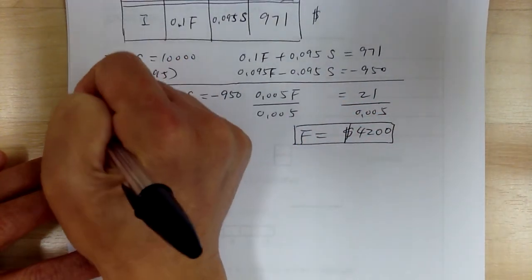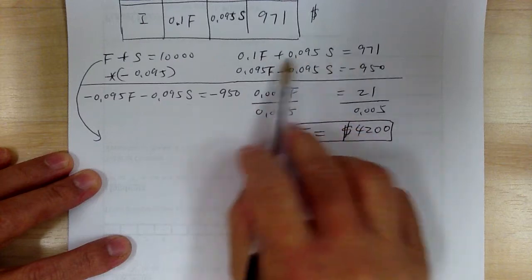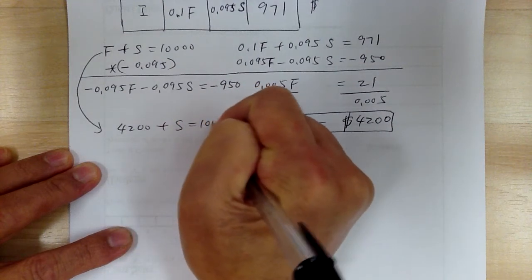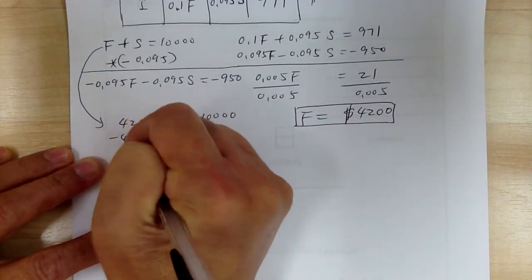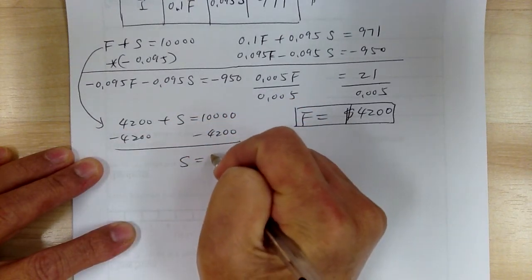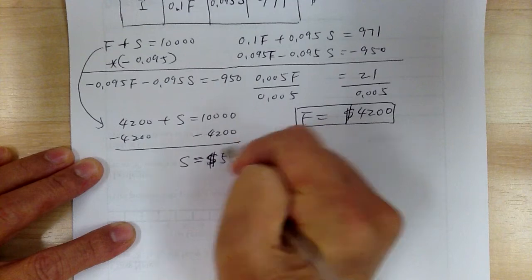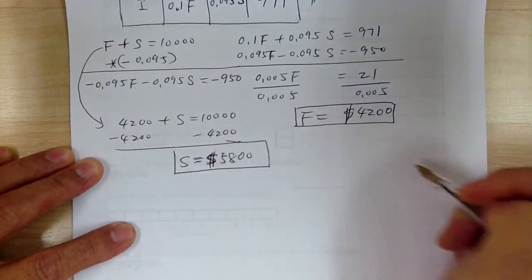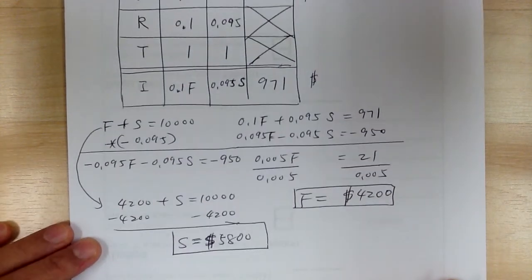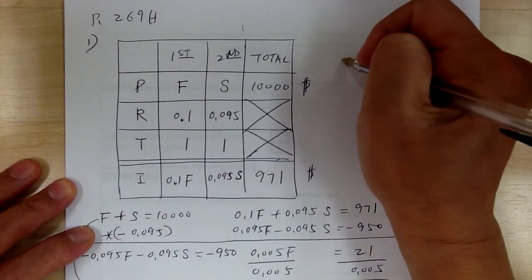Then use this equation because this is the easiest equation. You have to use common sense, so don't use this equation, this equation is messy. Use this one. So 4,200 plus S equal to 10,000. Minus 4,200 minus 4,200. So S equal to 5,800, and that would be your answer. And that's it. It's similar to what we did before, so nothing really complicated. You just have to read and know where to go. So let's go and do some practice.